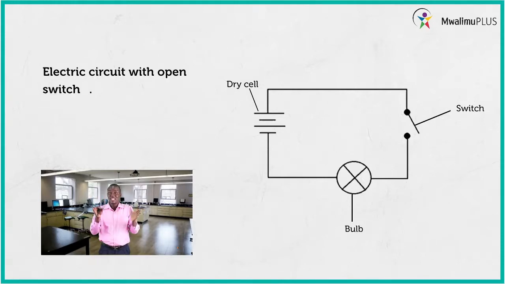So learners, what do I want you to know from the two diagrams? One is that when the switch is closed, the bulb will produce light. And when the switch is open, that bulb will not produce light. Let us look at the next on the screen.